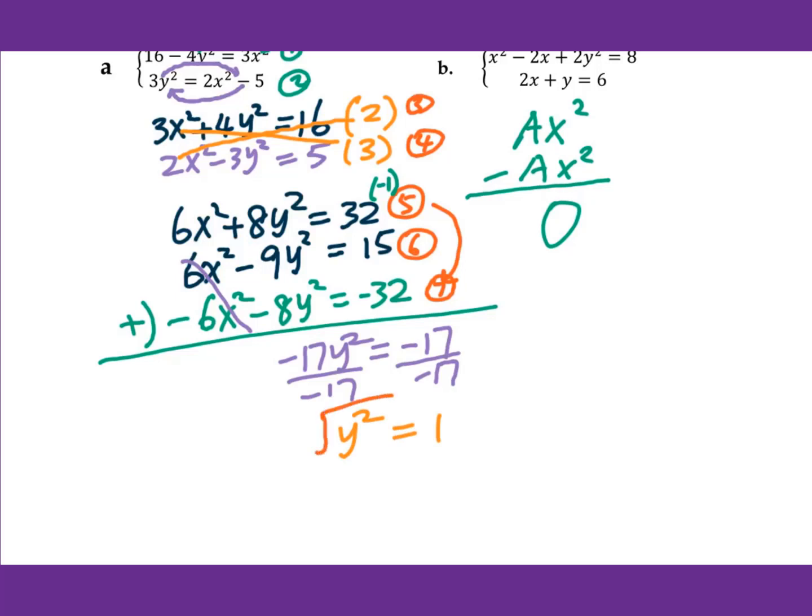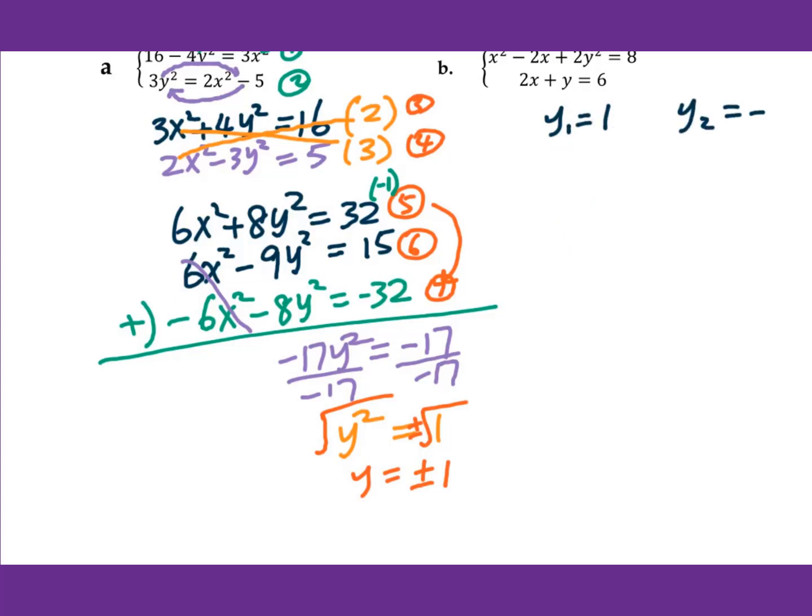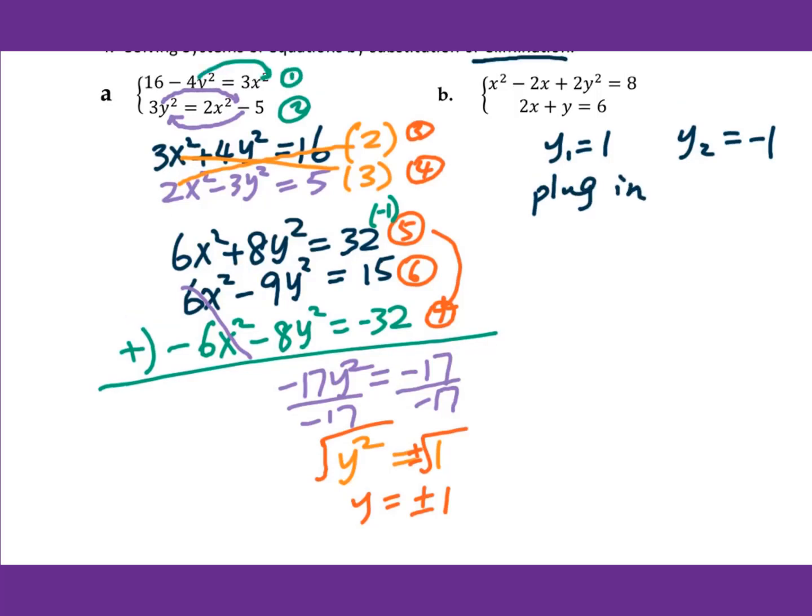We take the square root of both sides. Then y equals plus or minus 1. I can write down y1 equals 1, y2 equals negative 1. Then you need to plug in. Try to choose the original equation. Therefore, I choose number 2. Plug in y1 equals 1. You get 3 times 1 squared equals 2x squared minus 5. So 3 equals 2x squared minus 5.